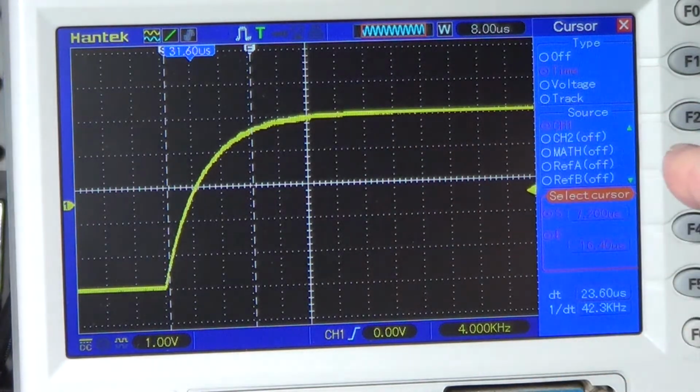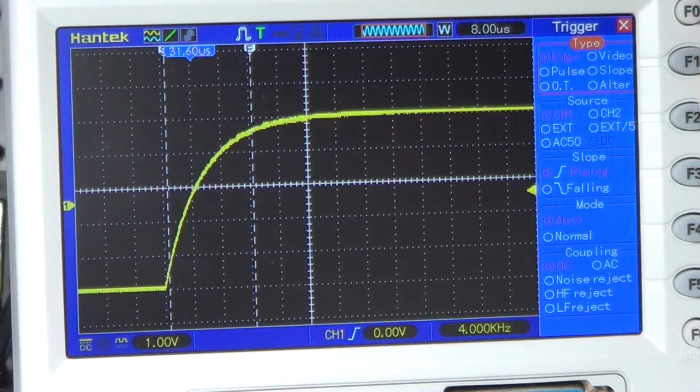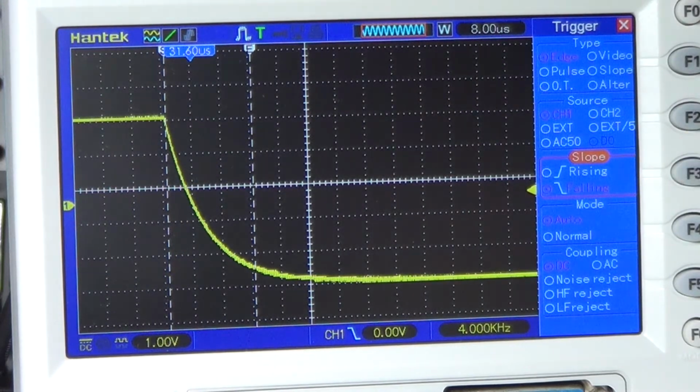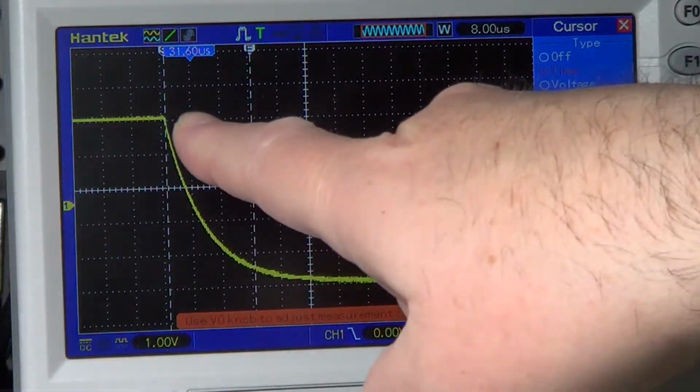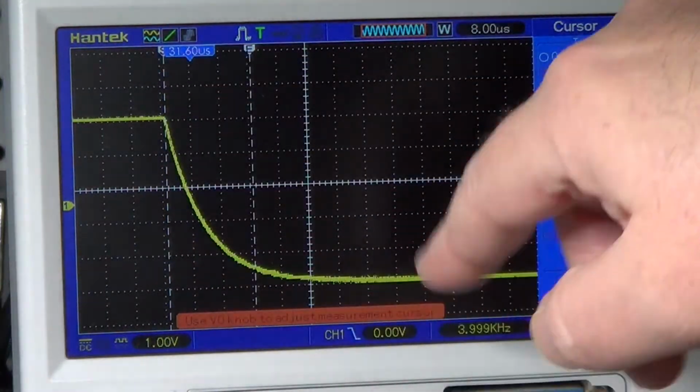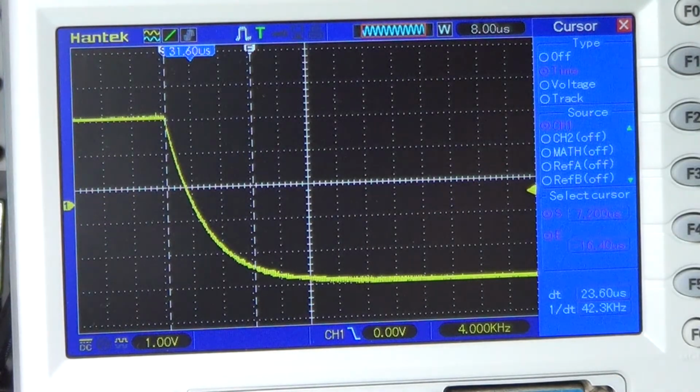So we want to see the other end of the wave, not this one. Let me see if I can use the trigger menu to show the other end of the curve. So here, there we go. So now what we need to do is just to set up the cursors so that we go from 90% with the start cursor to 10% with the end cursor.